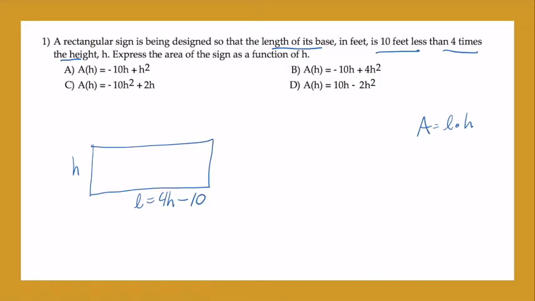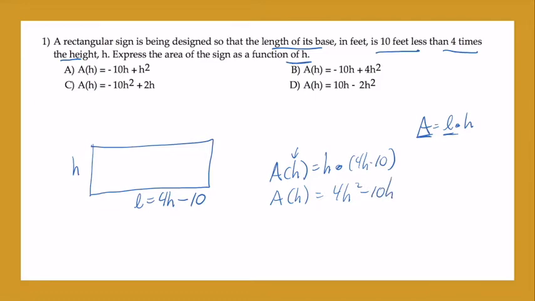Now I can define the area of the sign as a function of h. If I take A of h, that just tells me it's a function for area defined in h, would be h, my height, times my length, which is 4h minus 10. I'm then going to go ahead and distribute, so I have A of h equals 4h squared minus 10h, which would give us B as our answer.